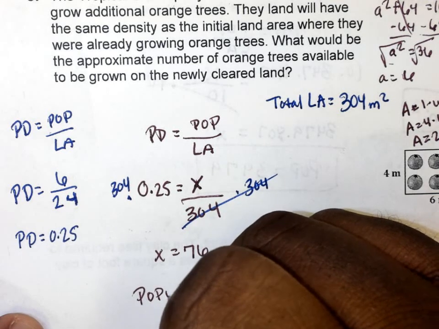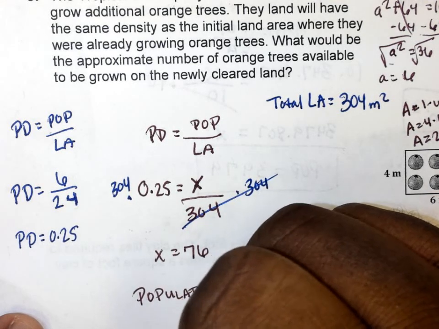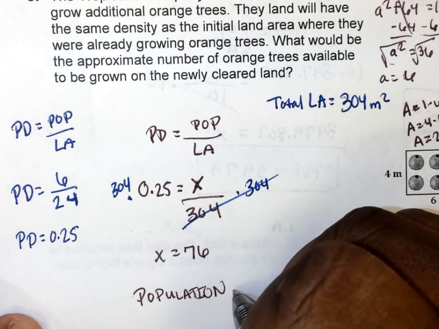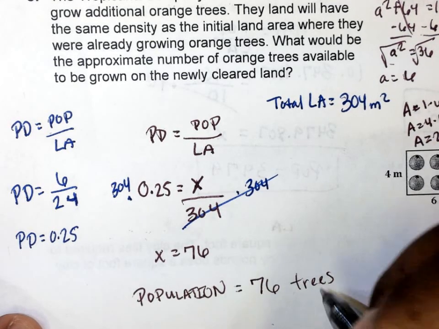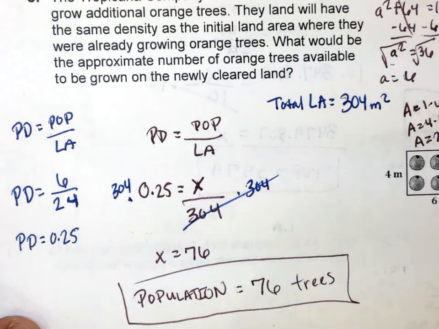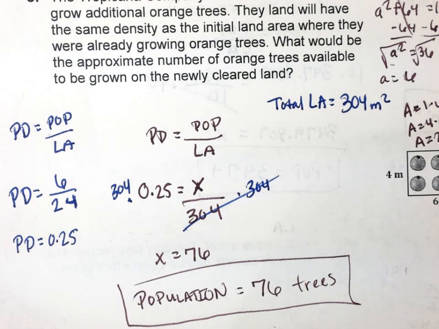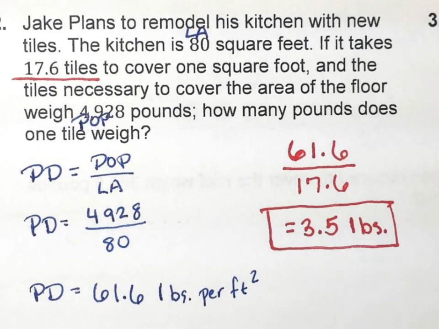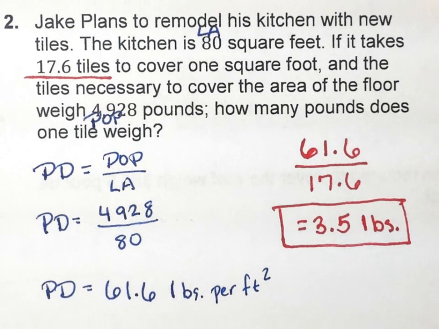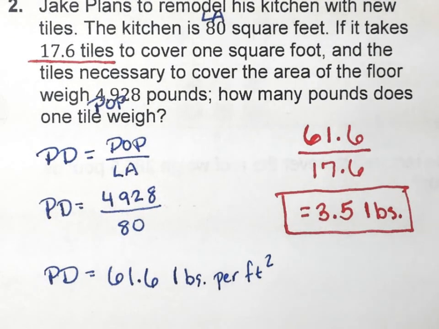Guess I'll write it all the way up. So disclaimer, this is number 2 on your practice. You just need to take this extra step of dividing by 17.6 at the end. There we go.